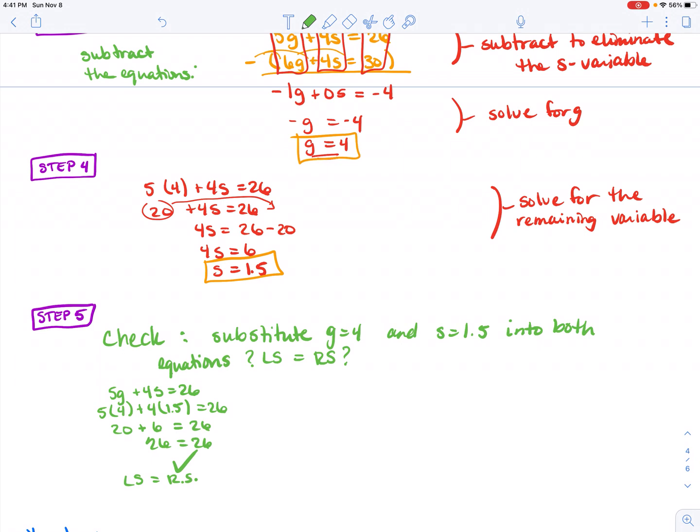I'm going to use my original, so before I changed it to eliminate the s's, so my original was 3g plus 2s equals 15, and of course that gives me 3 times 4 plus 2 times 1.5 equals 15. And that gives me 12 plus 3 equals 15, and 15 equals 15. So yes, my left side does in fact equal my right side.